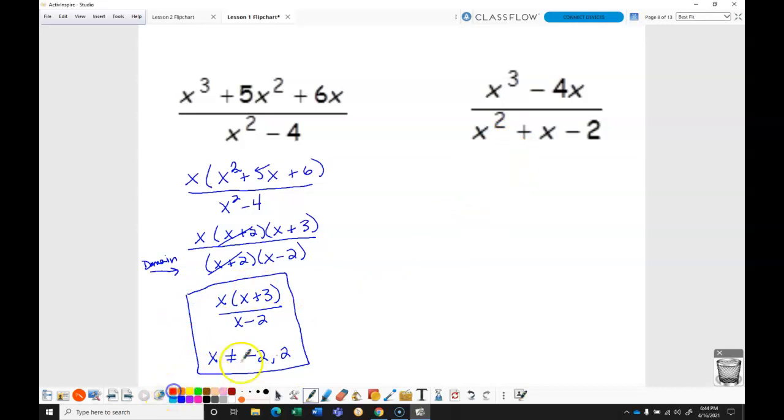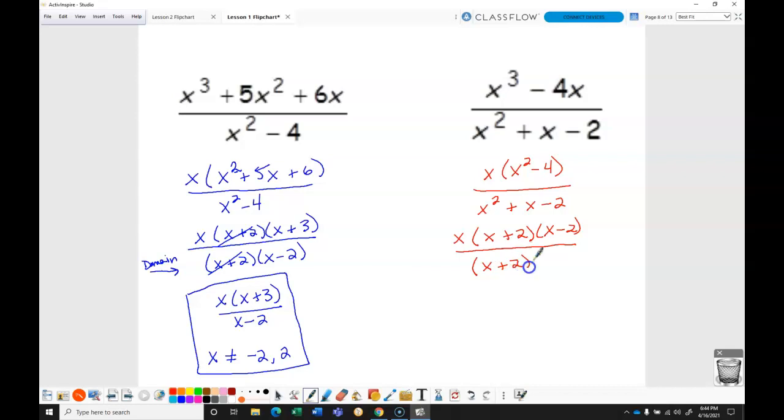On the second one on the screen, I see a common factor of x in the numerator, which leaves me x squared minus 4. That can be factored further. I don't have a common factor in the bottom, so I'm just going to rewrite it for this step. Now I'm going to factor that x squared minus 4. It's the difference of two perfect squares, so I get x plus 2 and x minus 2. And in the denominator, I believe we're going to have x plus 2 and x minus 1.